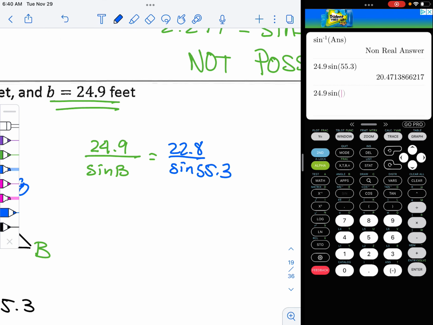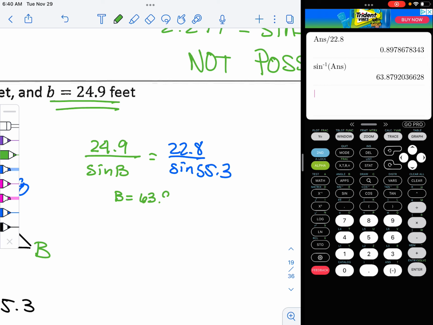24.9 times the sine of 55.3. I would divide that by 22.8, and I would do inverse sine of that answer. I know I'm going through that fast, you guys. Please feel free to write out your cross multiplication step and do your algebra to get there. Angle B comes out as 63.88.